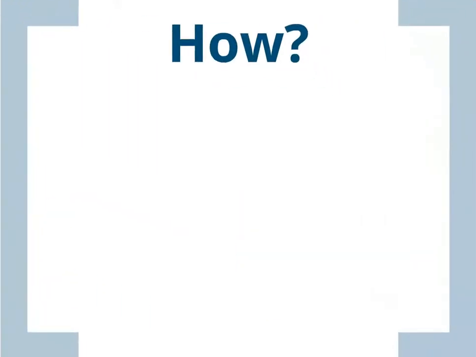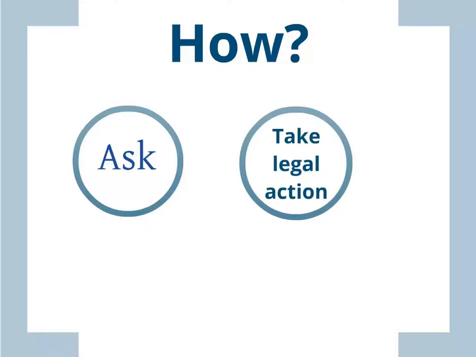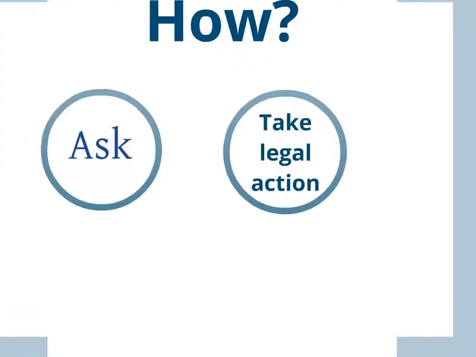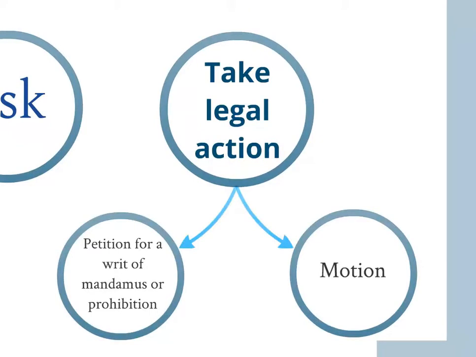Now, how do you go about doing this? Well, the first and most obvious avenue is to ask, right? You want to ask law enforcement when the victim reports the crime. You want to ask the prosecutor and the defense to agree to the use of a pseudonym in all filings and all proceedings. And, if necessary, you need to take legal action. Now, depending on where you are in the process, you may need to petition for a writ of mandamus or prohibition, or file a motion in the criminal case.